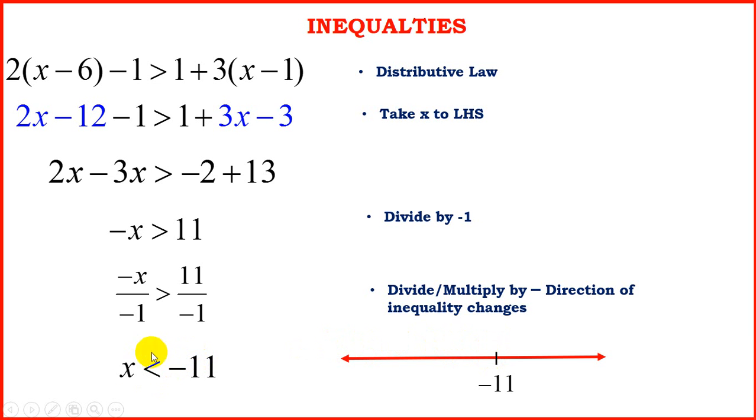And you'll notice that we don't have an equal to sign. So our solution on the number line has to be an open circle, indicating not inclusive of minus 11. And our solution is indicating we're starting at minus 11, not inclusive, and all numbers smaller than negative 11 are included as part of our solution.